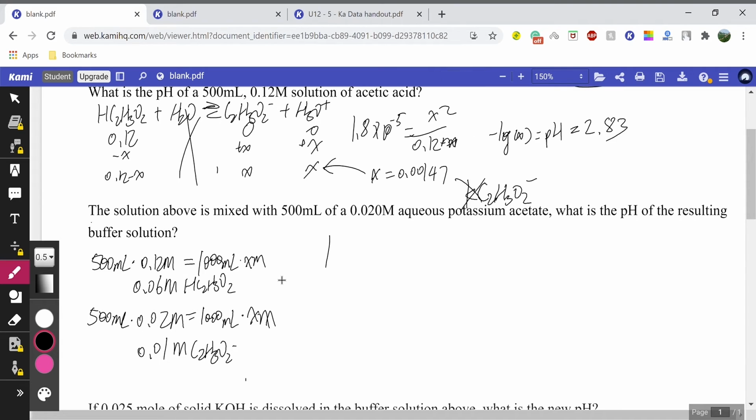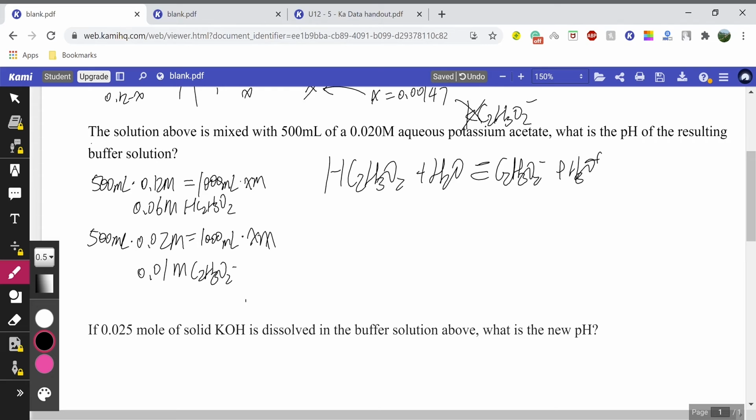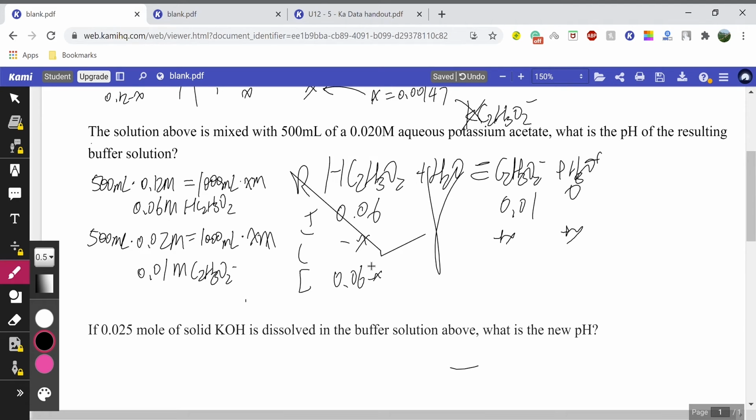Now we're free to use the RICE chart again. HC2H3O2 plus H2O forms C2H3O2 minus plus H3O plus. This will be 0.06 over here. It's going to be 0.01 instead of 0. We're going to cross water out. It's going to start with 0. Minus x, plus x, plus x, 0.06 minus x. Let me write the RICE chart over here real quick. And this is going to be 0.01 plus x, and x.